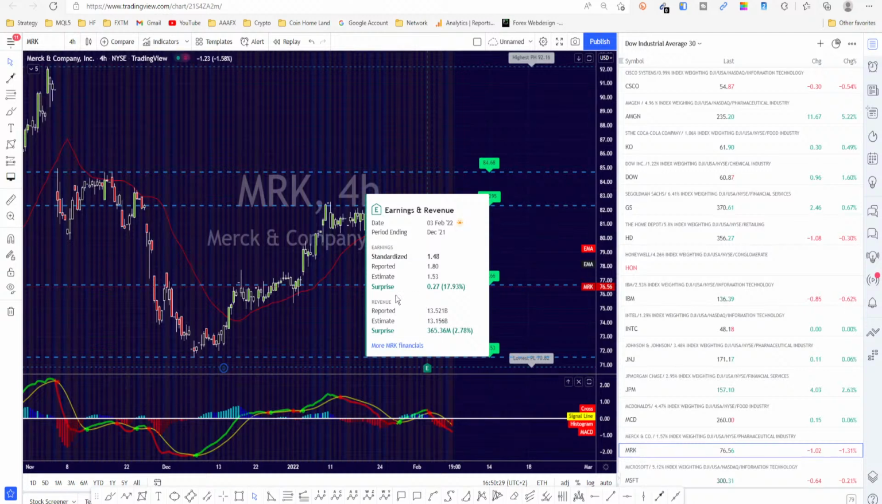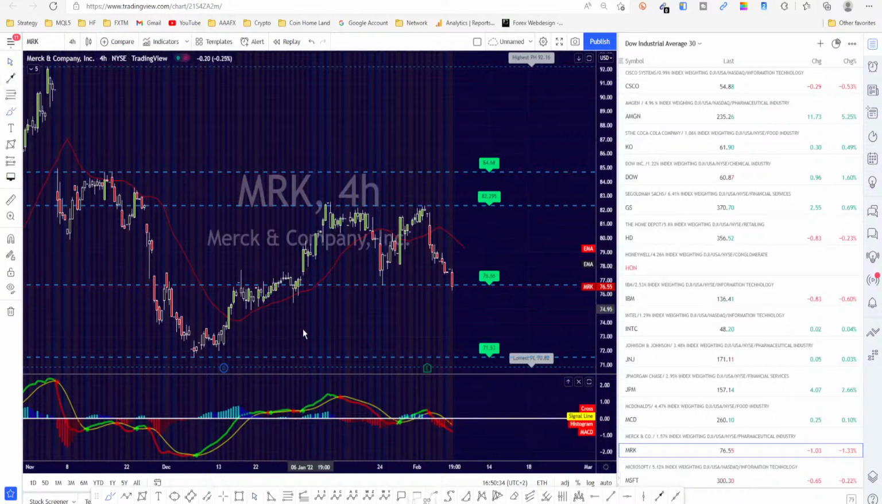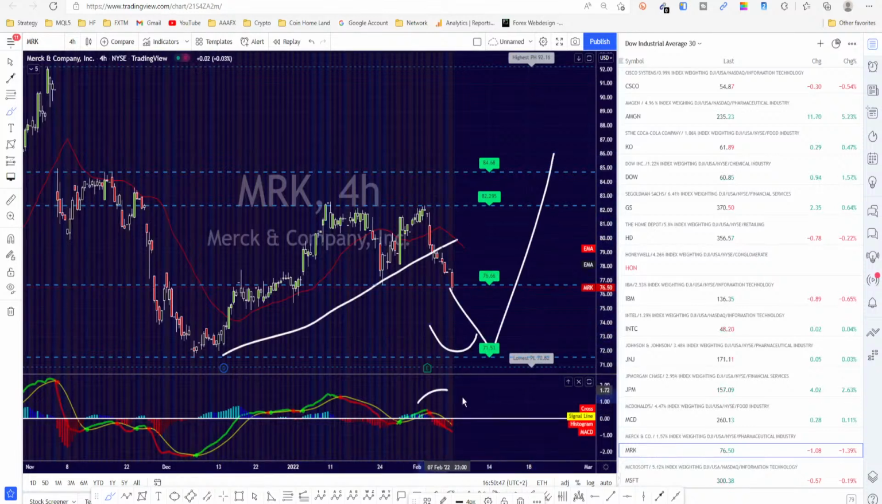Okay, right here, surprise 17%. But see, the price here is just going down. Possibly the forecast for next quarter was a little bit down, so that's why many people start selling. If it's going to come down, it's going to come down to here, and from here it's going to go back up. But don't buy it yet, because the MACD looks like it's got a little bit more to go.